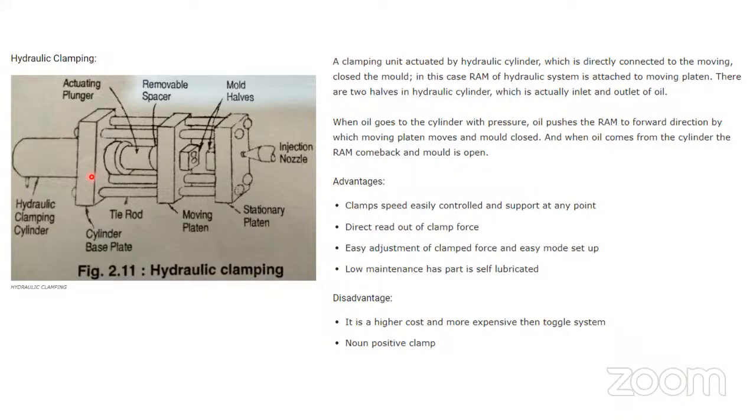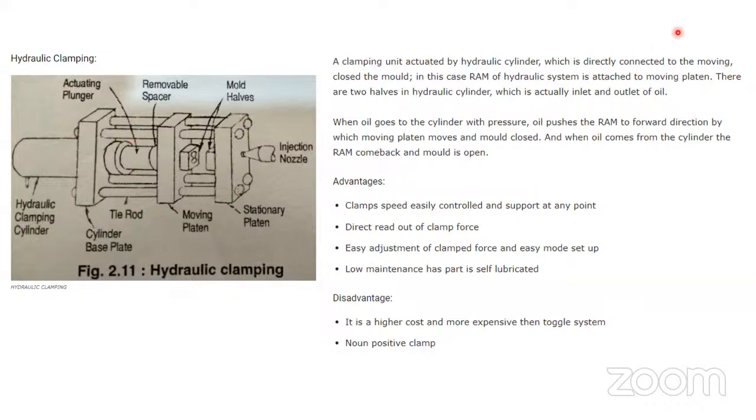Direct hydraulic. Direct hydraulic means the oil is used here, friend, as a fluid for the movement. Now see, the lubrication here is automatic, because you are using this oil here, and low maintenance, the machine will go smooth, cycle time is very less. There are many advantages of this.